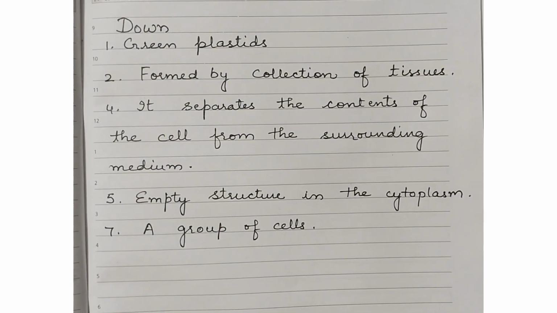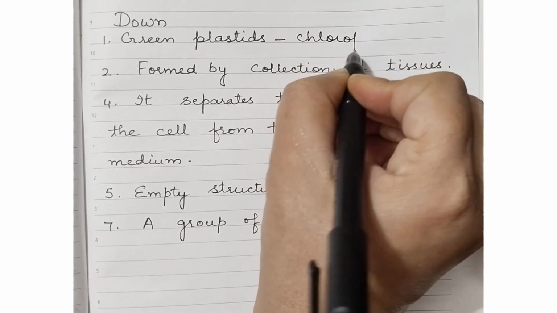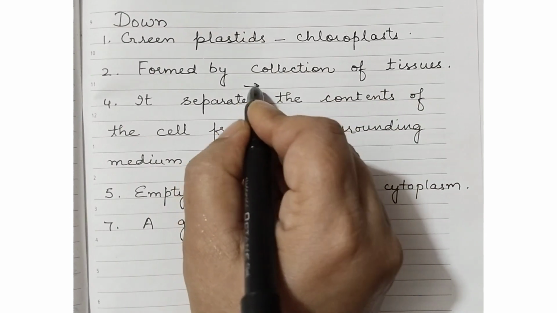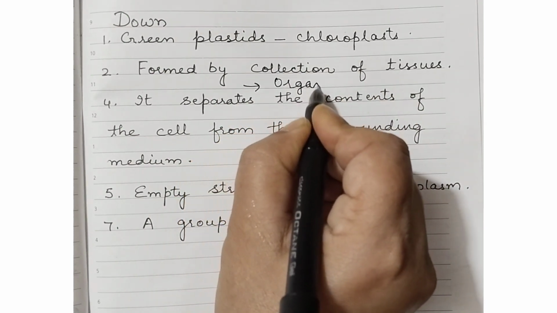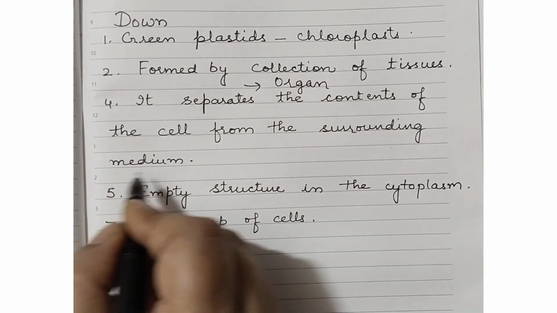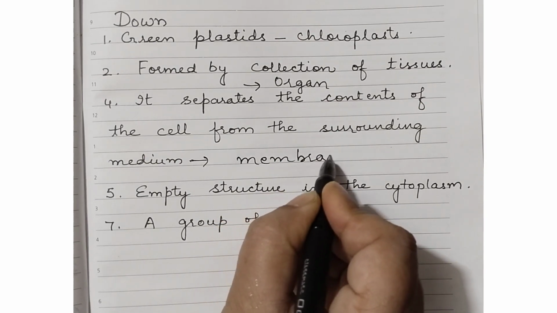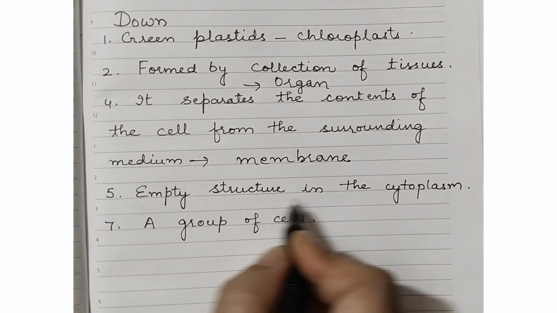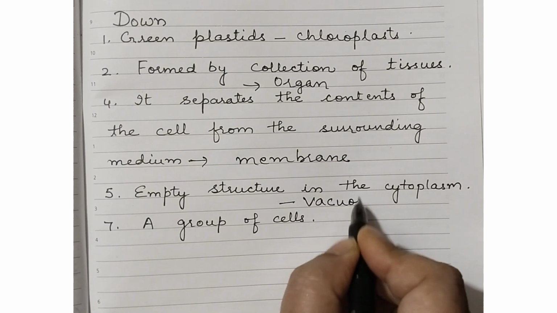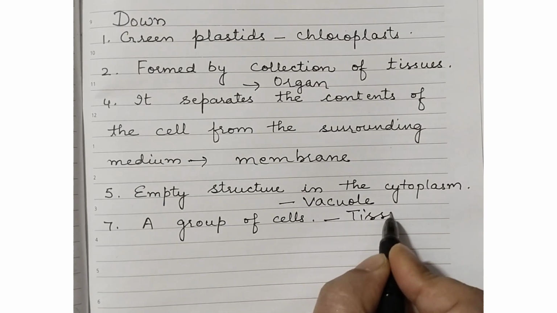Now down the group, green plastids are known as chloroplasts, formed by collection of tissues, organ. It separates the contents of the cell from surrounding medium, membrane. Empty structure in the cytoplasm is known as vacuole, and a group of cells is known as tissues.